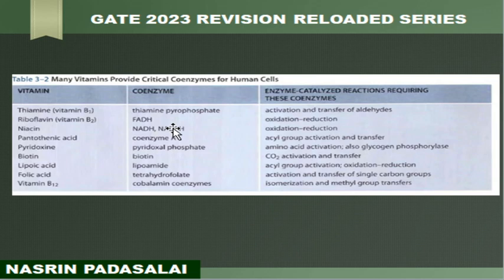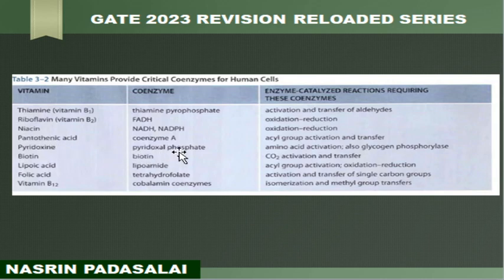Okay. First is thiamine, vitamin B1. The active form of this particular vitamin is thiamine pyrophosphate. And next is riboflavin, that is vitamin B2. The active form or derivative of this vitamin is FADH. And next is niacin. The active form of niacin is NADH and NADPH. Next is pantothenic acid. The active form is coenzyme A. So coenzyme A is the active form of the vitamin pantothenic acid, or vitamin B5.